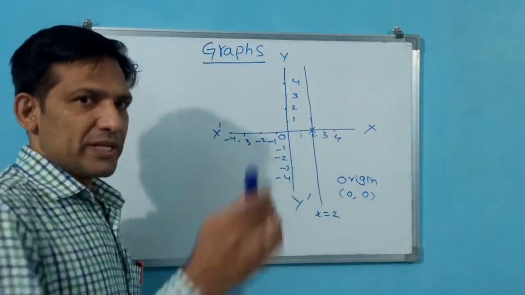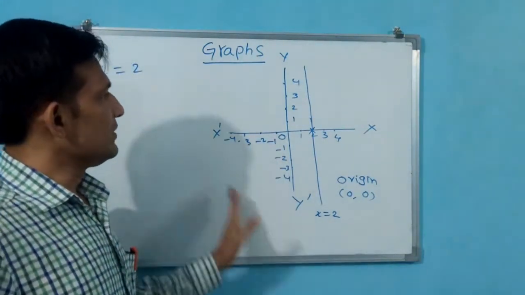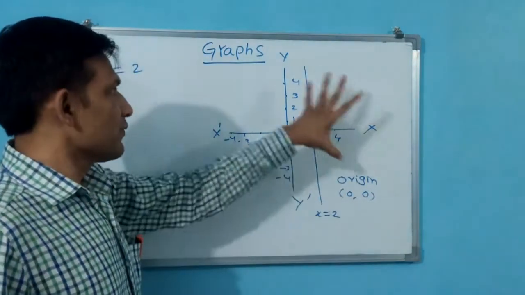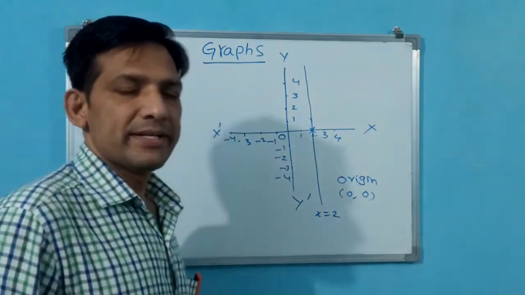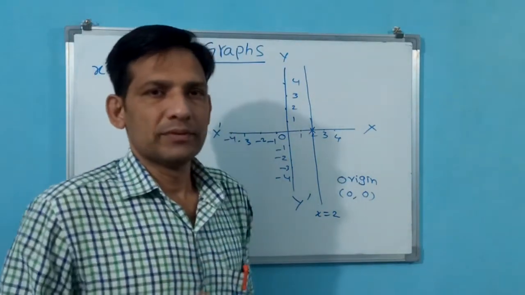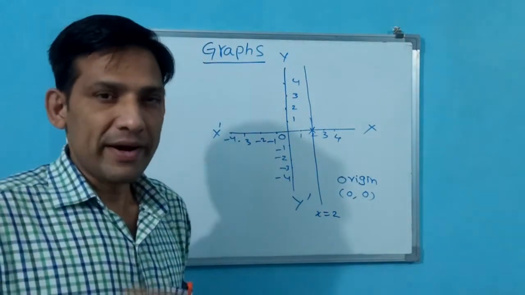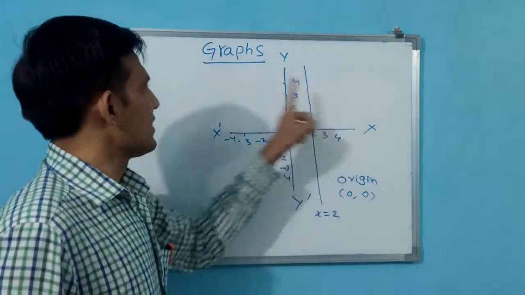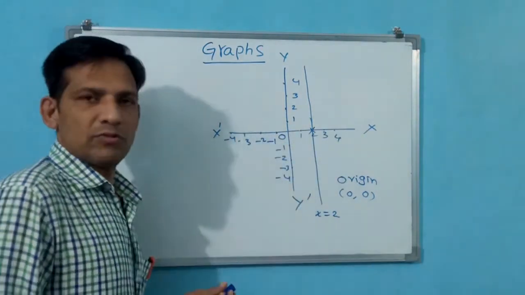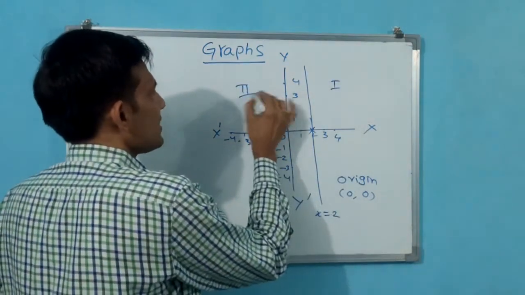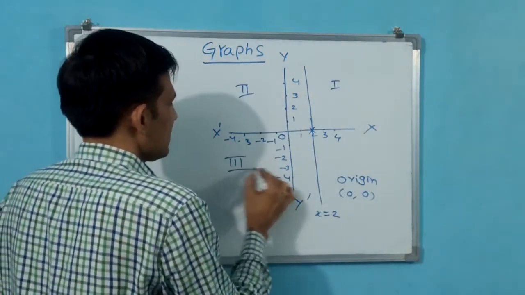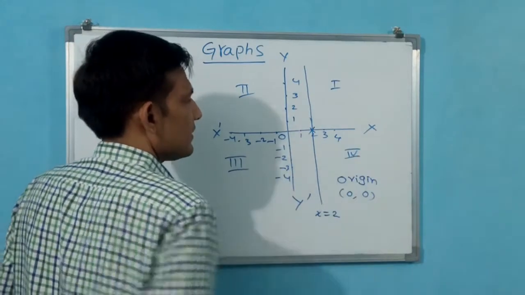Also, you must have observed this graph is divided into four quadrants. What is a quadrant? A quadrant is one by four. Quad is 4. There is the first quadrant, second quadrant, third quadrant, fourth quadrant.